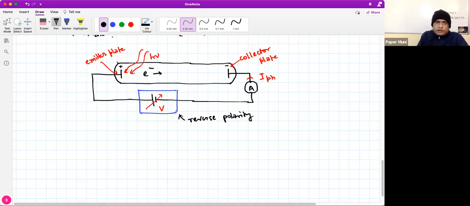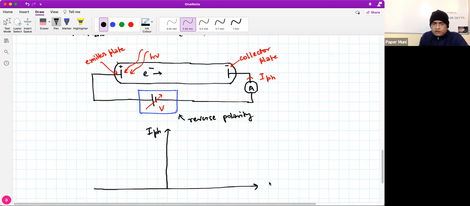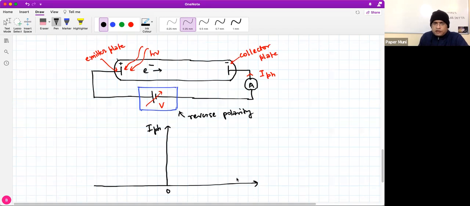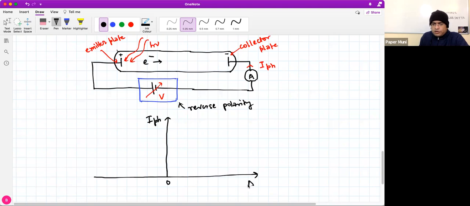So the experiment can be thought of like this. Let's see the experiment graphically and what actually happens. This is the IPH axis, the photocurrent, and this is point zero. This is the applied potential.